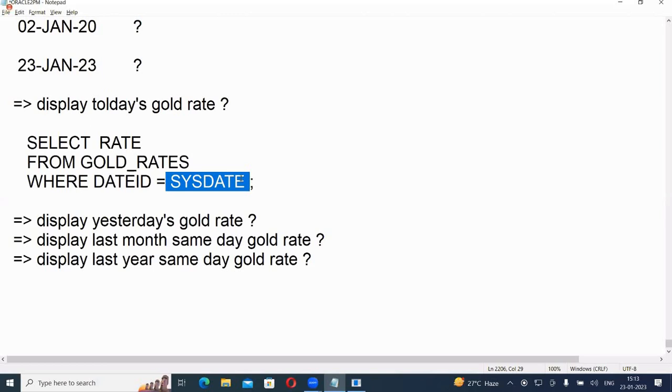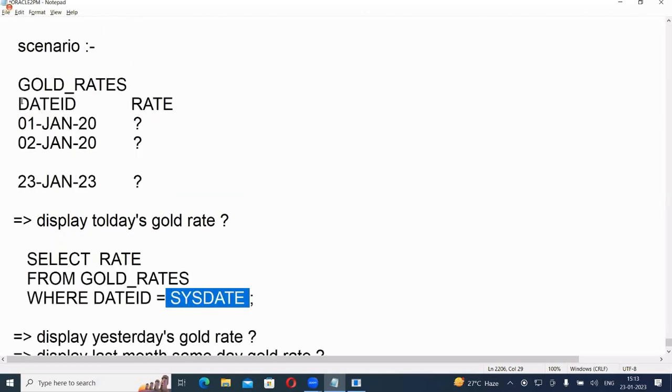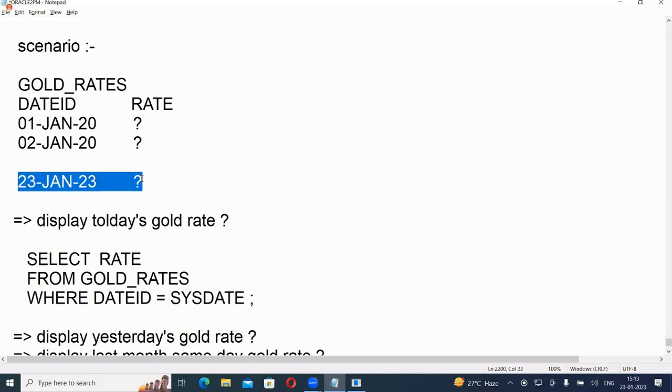Understood? So it goes to the table, goes to the date ID, and finds the record with system date. This record is selected. But what is displayed? Rate, because you are selecting the rate. So display the rate.